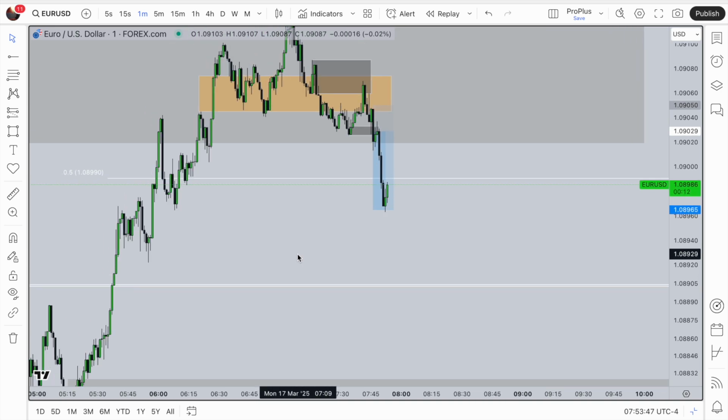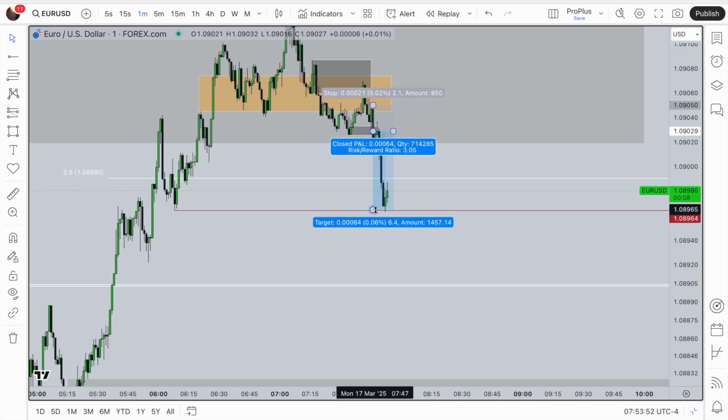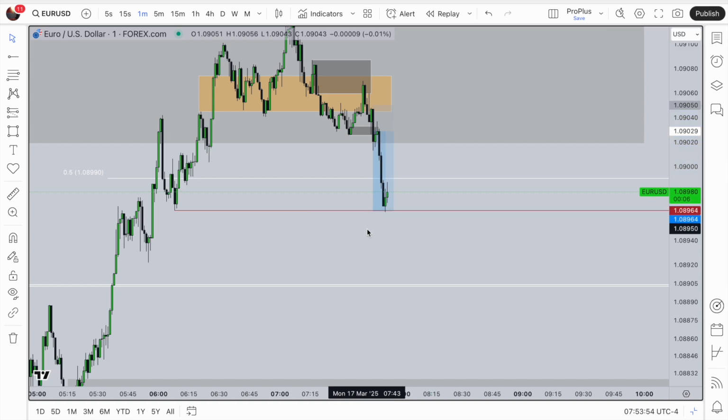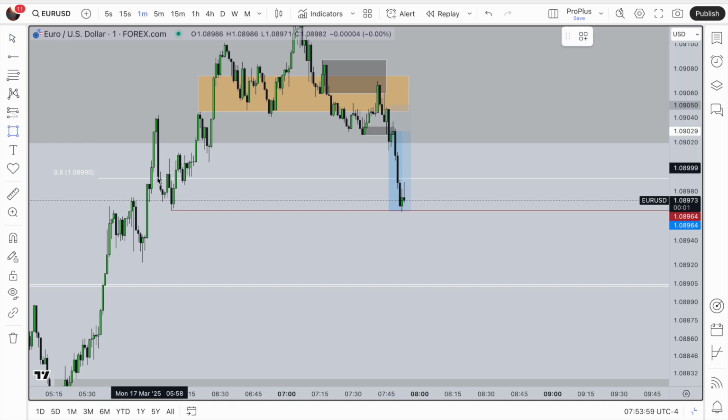I mean, you could target this as a first target. And look at price, it's already taken that there. So stops would have been moved to break even. Take partials, take 75% of it, however you want.